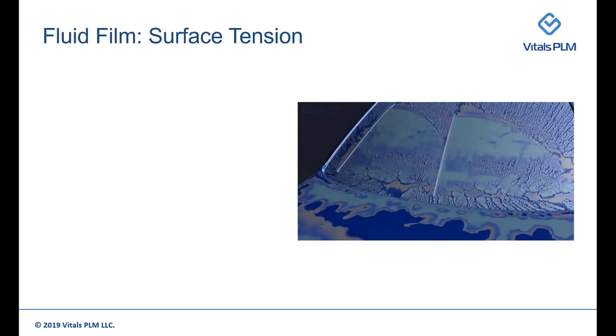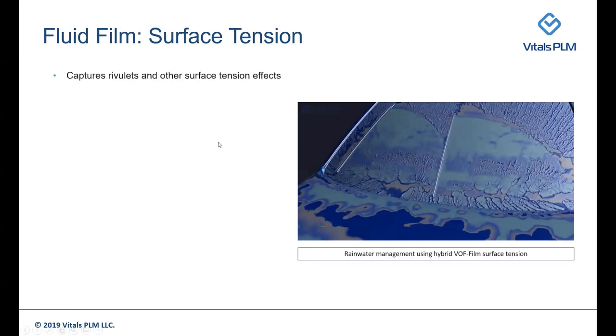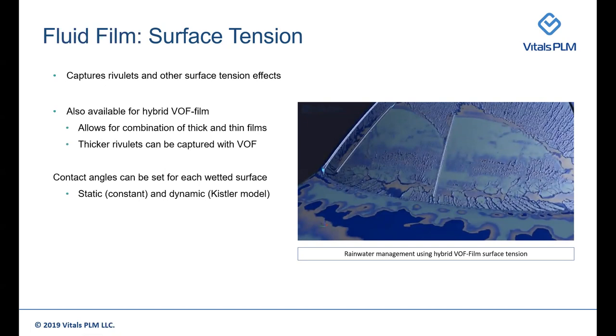And within the fluid film, it is possible to model surface tension. With the surface tension, it is able to capture rivulets. It is available as part of hybrid VOF film, where it is possible to have an interaction between the VOF model and the fluid film model, so that it is possible to model both thick and thin films.